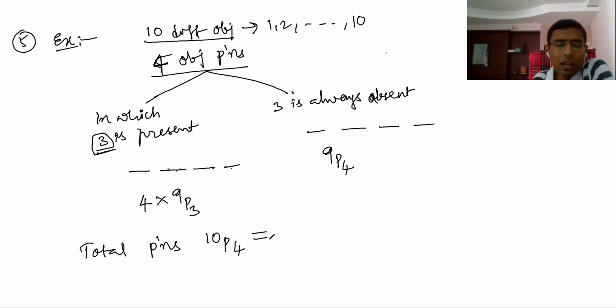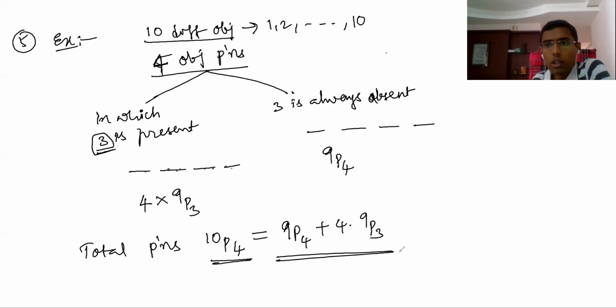When 3 is a number there, the number of permutations in which 3 is present and the number of permutations in which 3 is not present. First let's write the number of permutations in which 3 is not present, plus the number of permutations in which 3 is present. That will give you the total number of permutations. That's all. So there are only 2 types of permutations.